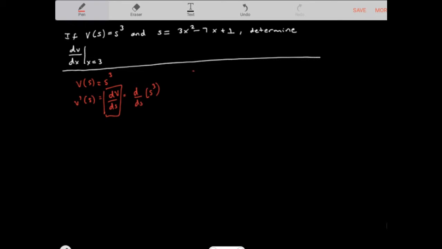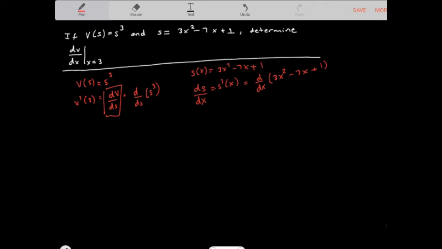Now, if we're looking at the other function, this is basically s of x, because s is a function of x. We get 3x squared minus 7x plus 1. If we find the derivative of s of x, we're basically finding ds with respect to dx, right? So this is the first derivative of s of x, s prime of x, and it's the derivative with respect to x of 3x squared minus 7x plus 1.